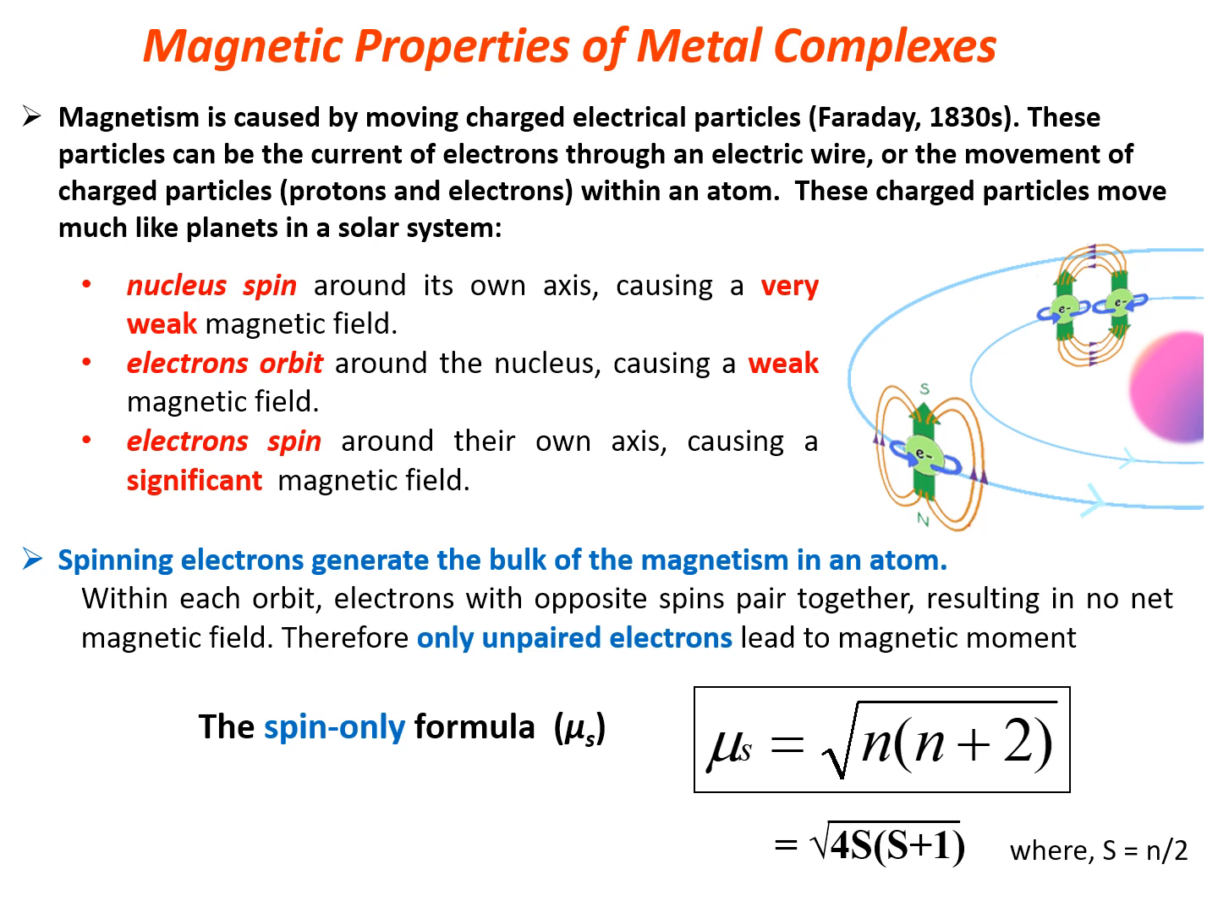So the total magnetic moment can be calculated with a very simple formula. This is called the spin-only formula, where n is the total number of unpaired electrons present in the system: square root of n times n plus 2. This is the formula. Using it, we can calculate the magnetic moment of a system with unpaired electrons.